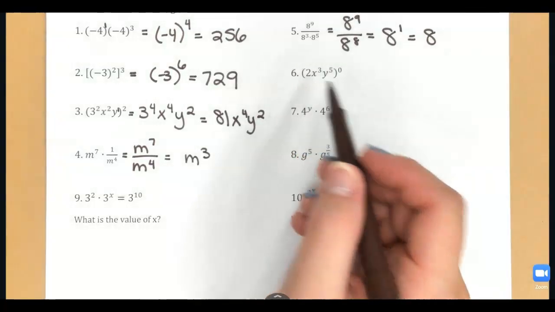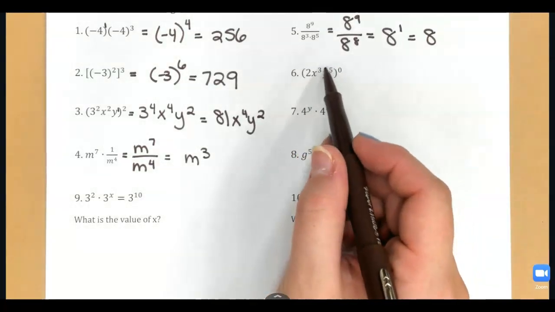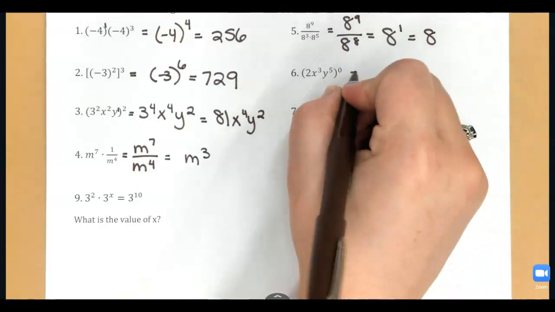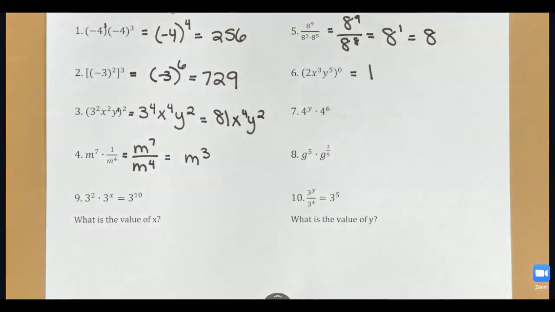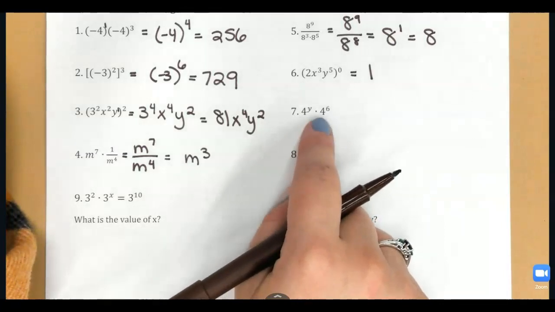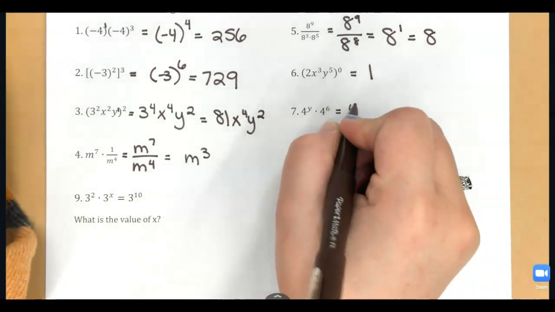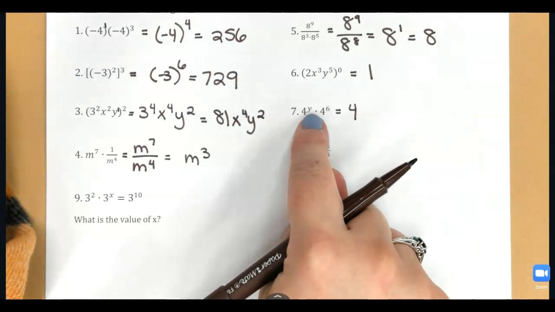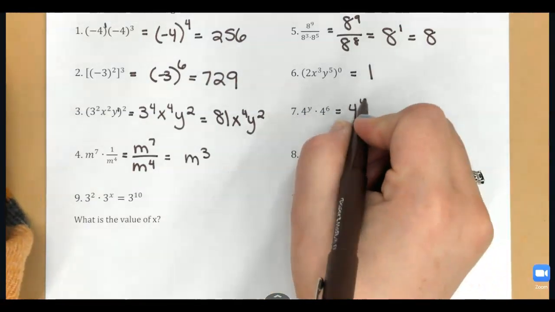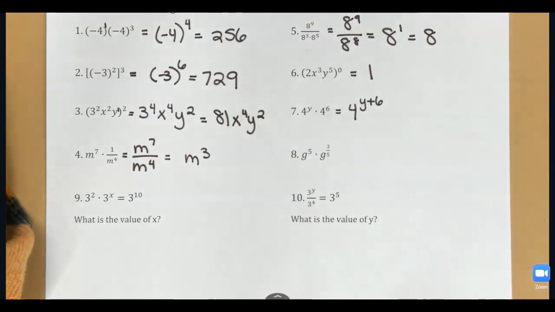Number 6, this is my 0 power rule, so everything in this parentheses is going to be raised to the 0 power. Anything to the 0 power is 1. So that one's pretty easy. On 7, this is my product rule again. I'm multiplying like terms, so I'm going to add their exponents. And now, because I have a variable on one of these, I'm not going to be able to get a numeric outcome. I just have to leave it as y plus 6. Because whatever y is, I would just add those 2 values and get my final exponent.